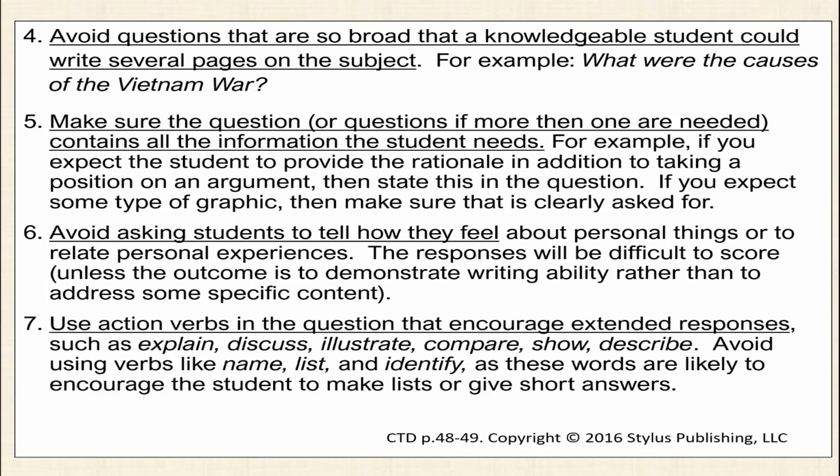Number 7, use action verbs in the question that encourage extended responses, such as explain, discuss, illustrate, compare, show, describe. And avoid using verbs like name, list, and identify, because those words are likely to encourage the student to make a list or give names or give short answers.